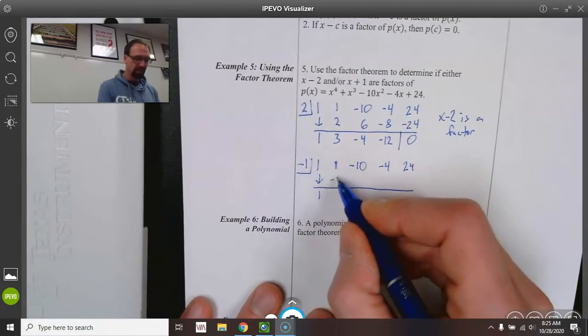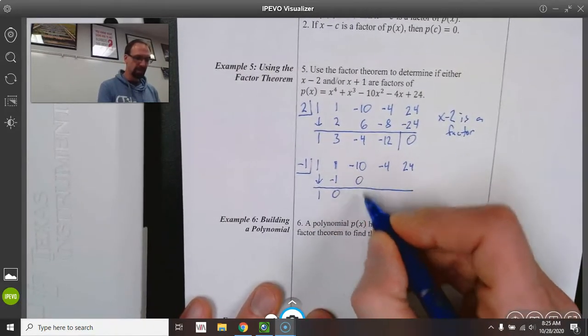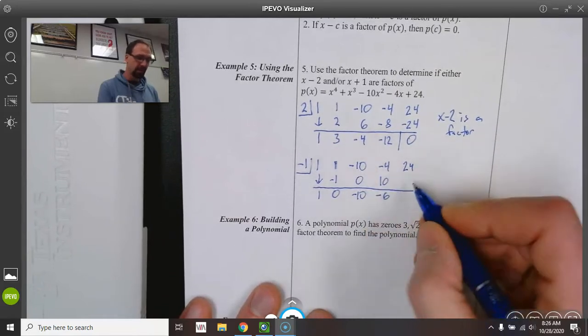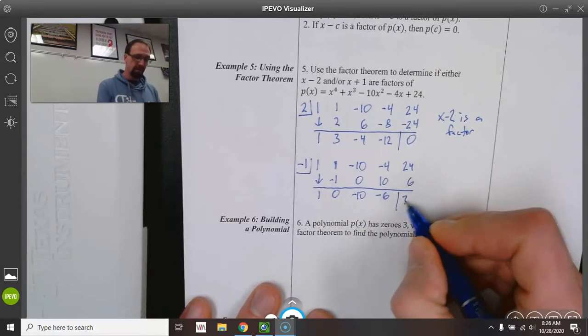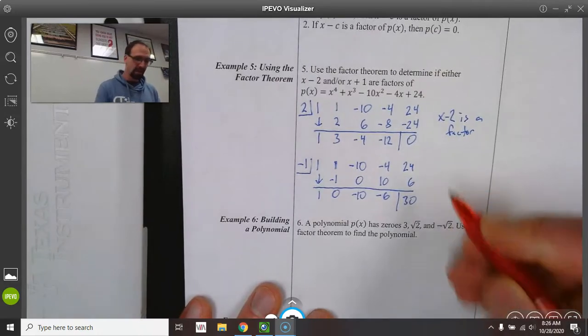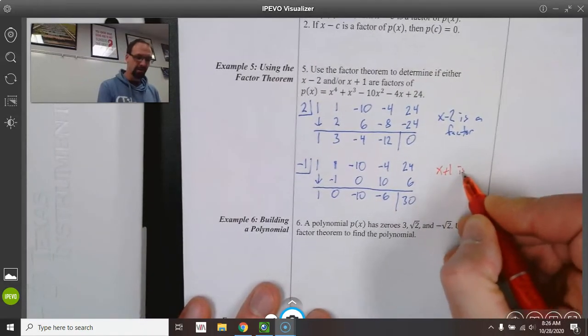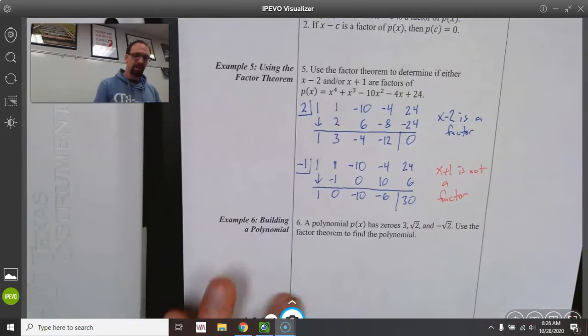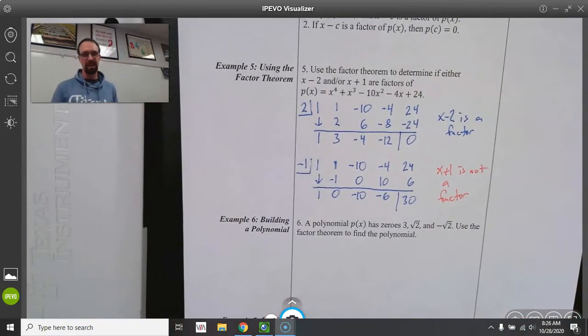1 times negative 1 is negative 1, 0, 0, negative 10, positive 10. Negative 6 is 6, and that gives me a remainder of 30. So because that number is not 0, then I know x plus 1 is not a factor. So again, you have to have a remainder of 0 to get a factor.